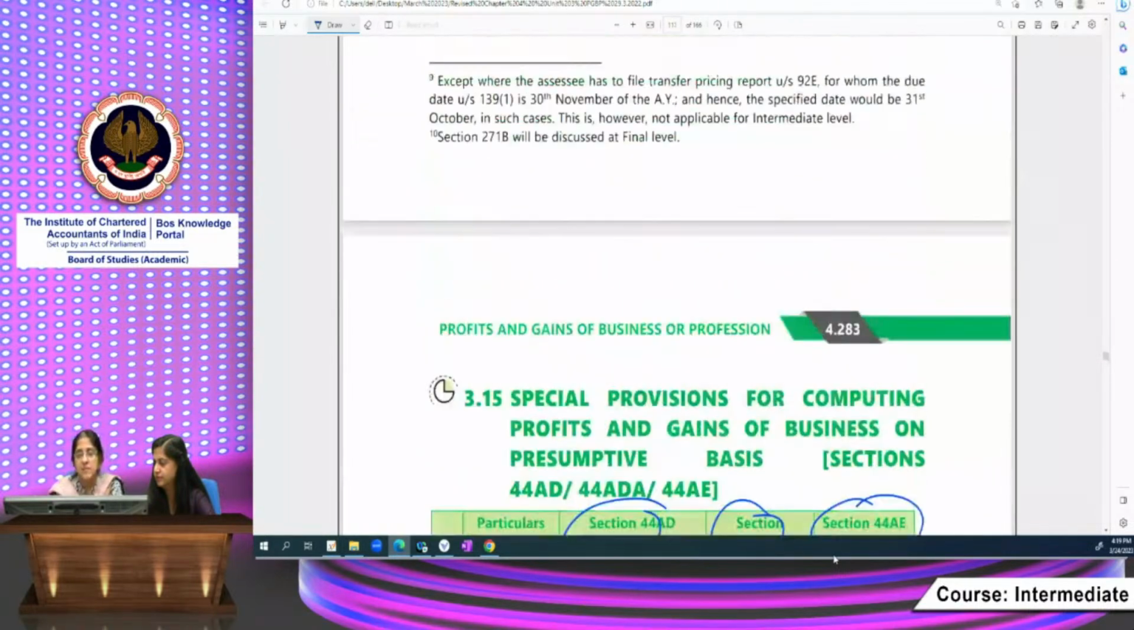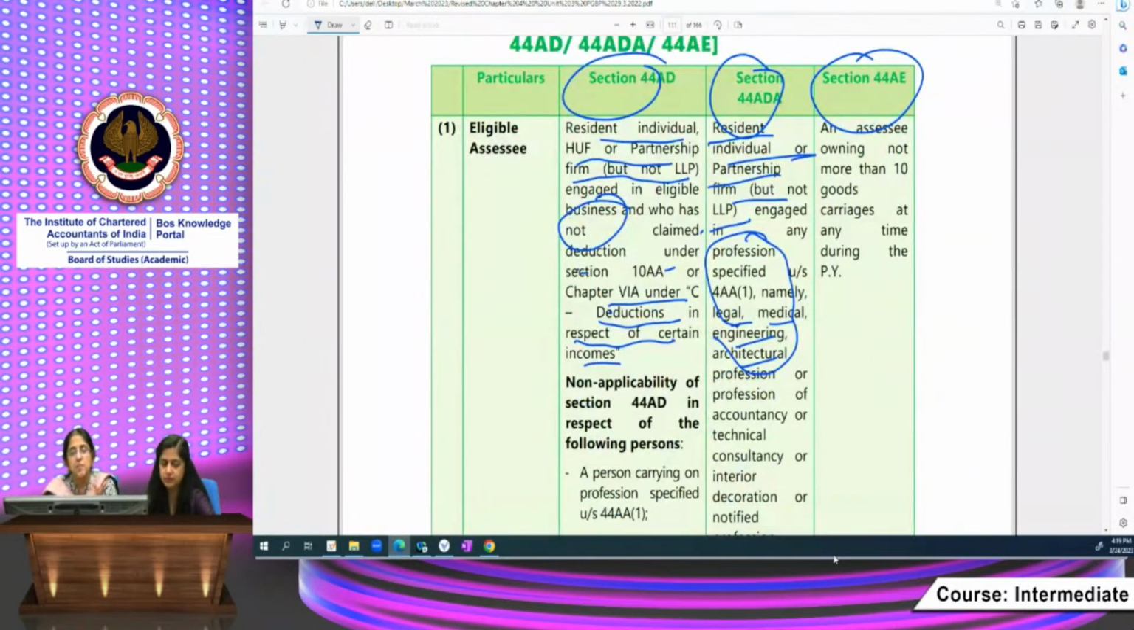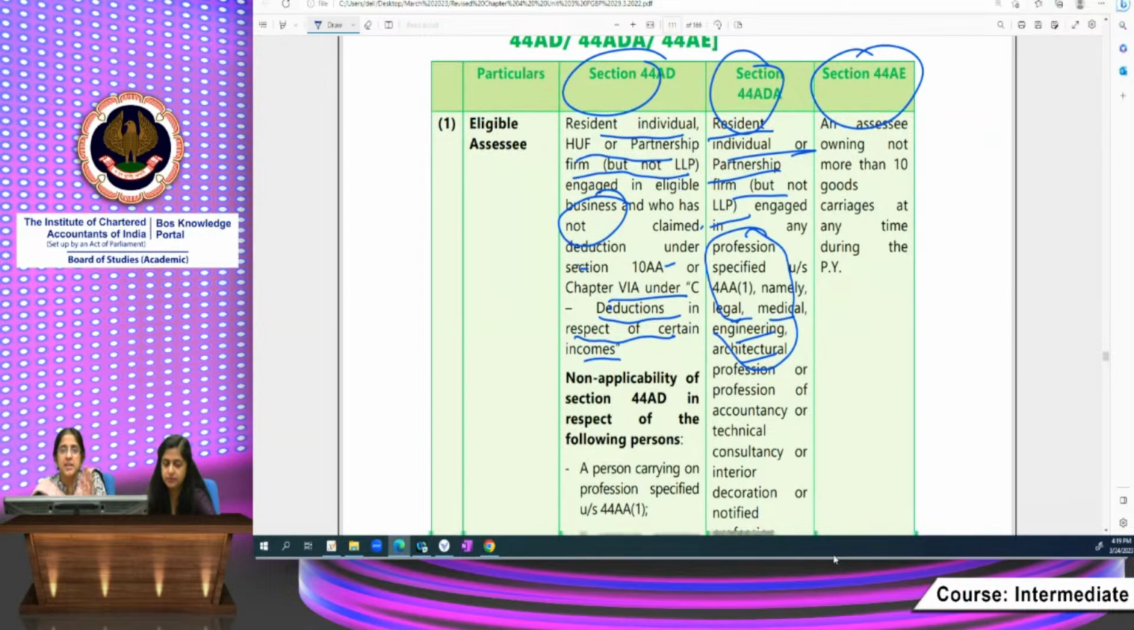Now, 44AE again, it talks about the business of plying goods carriages, of an assessee owning not more than 10 goods carriages at any time during the previous year. At any time during the previous year. So it's not that at year end he has only 9, he'll be eligible. In between the year, if he had owned 12 also, he would not be eligible for that. At any time of the year, he shouldn't have owned more than 10 goods carriages.